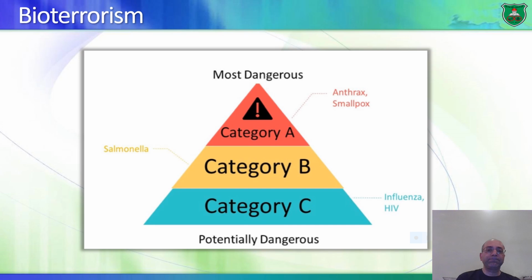So you have this chart right here that shows different categories of bioterrorism. Category A is the most dangerous. You have modified anthrax or smallpox, but you have not so dangerous pathogens as well, such as HIV and influenza. Well, of course, HIV is bad. But it wouldn't spread widely like anthrax or smallpox.